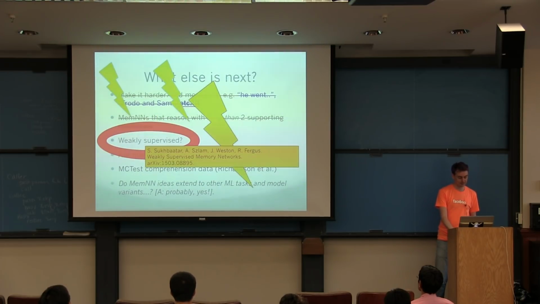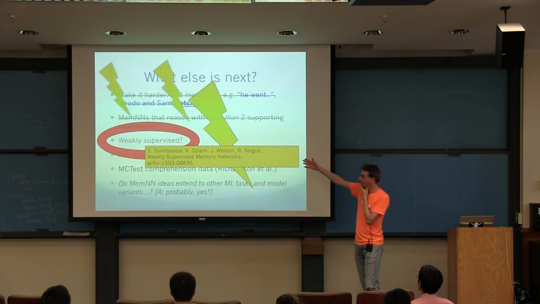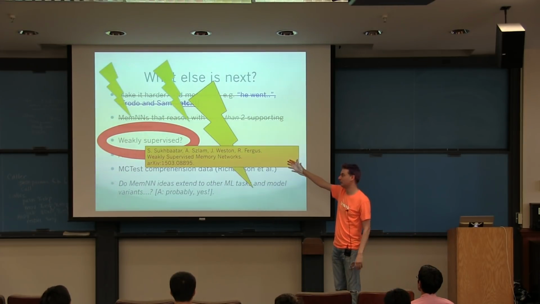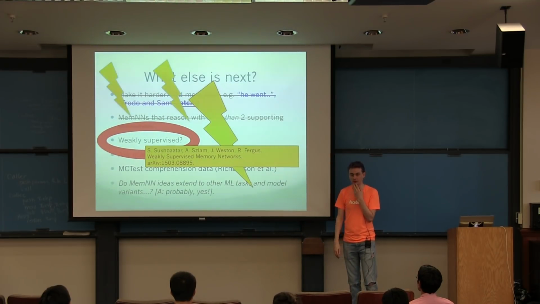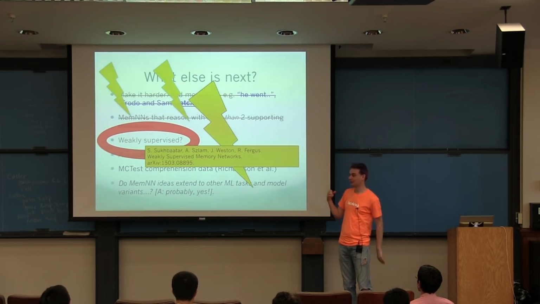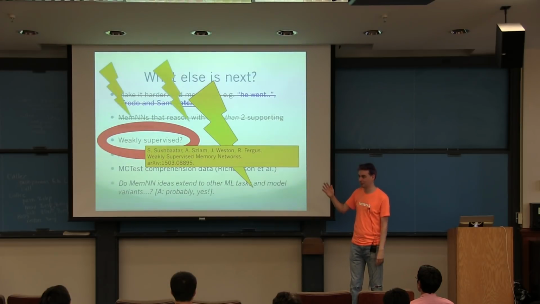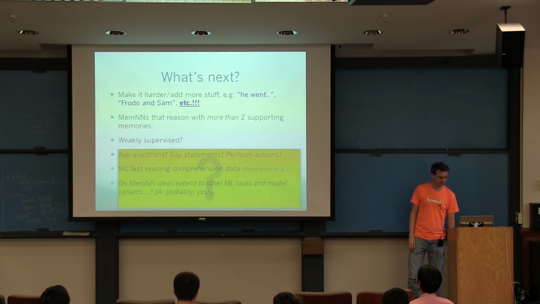And then the other thing that you asked over there is getting rid of the supervision of supporting facts, so to do that weakly supervised. We have another paper on arXiv that does that. But the model looks pretty much exactly the same. It's just, swap max for softmax and backpropagate through. That's basically it. And then there's lots of stuff we haven't done yet.